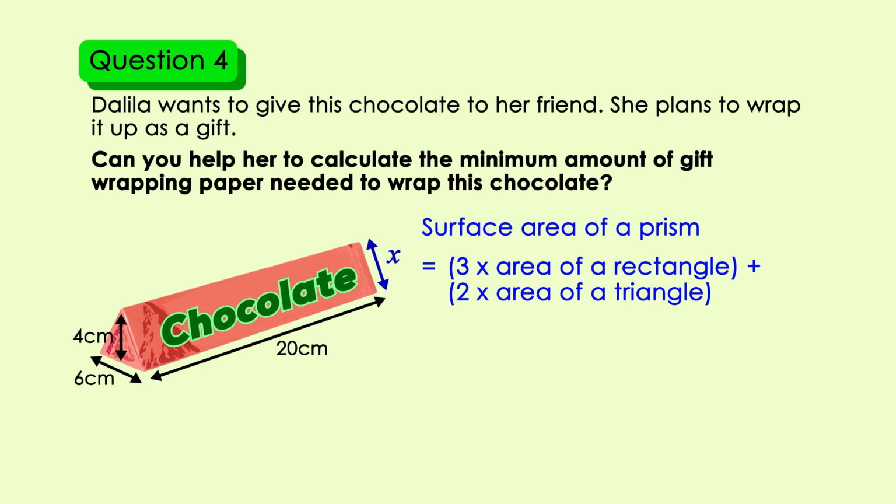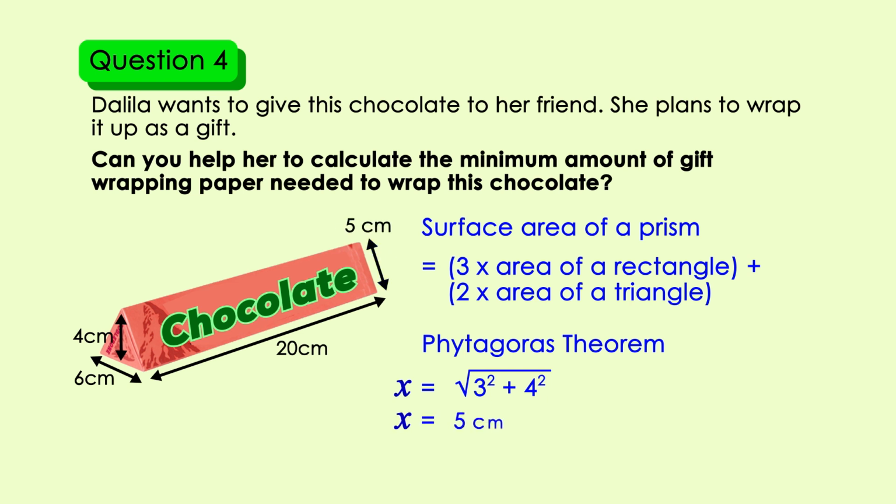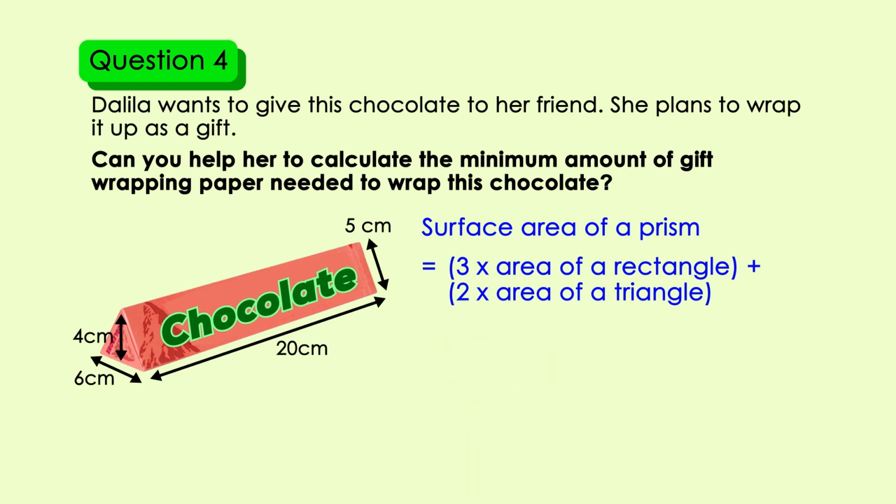Perfect! We use the Pythagoras theorem. Square root of 3 squared plus 4 squared. The length of x is 5 centimeters. We can now find the amount of wrapping paper needed to wrap this gift. The length of the chocolate is 20 centimeters.